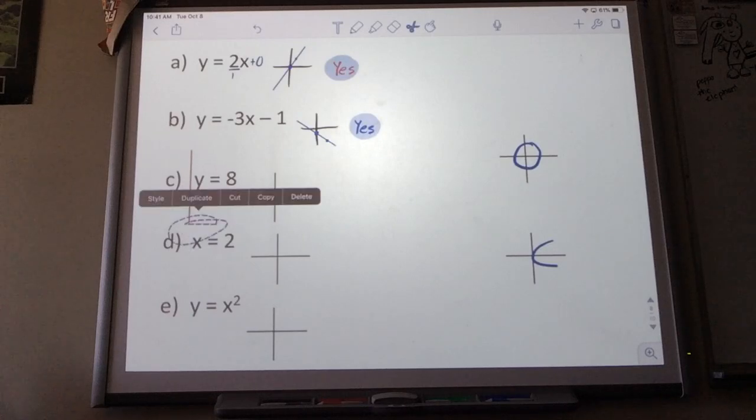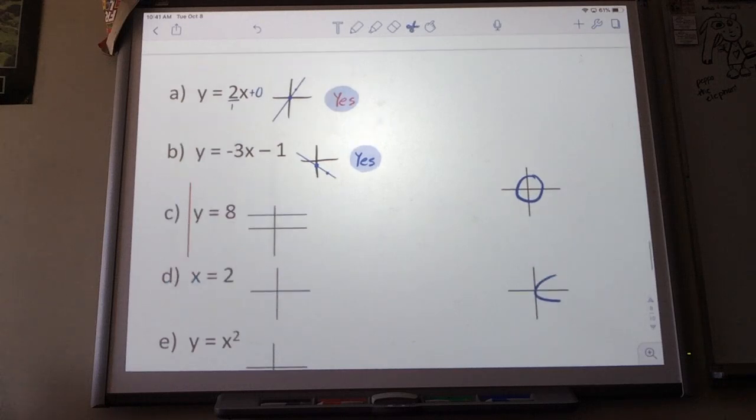Y equals 8. We should know how to graph that really quickly. It's going to go through the y-axis at 8. It should look like this. If I use my vertical line test, does it ever cross more than once? No. There is no place where that will cross that blue line more than once. So that is a function. Very, very straightforward. What about the next one?